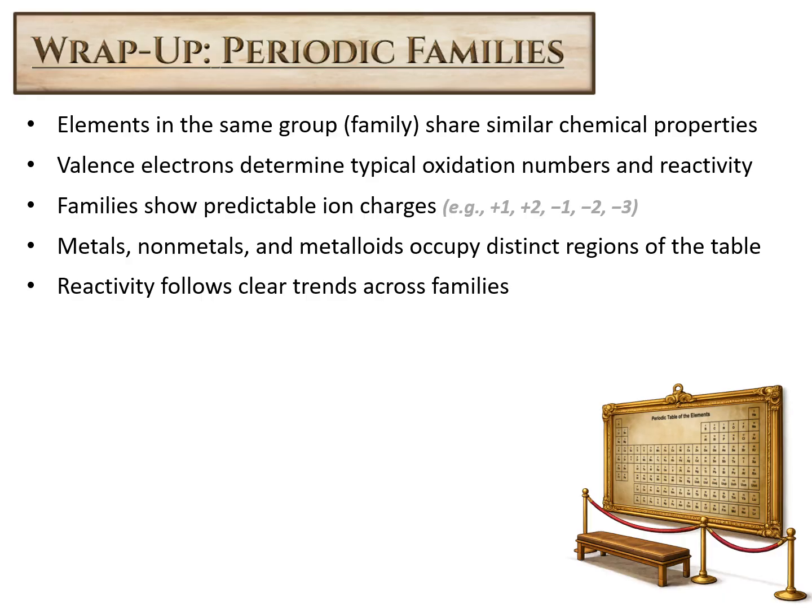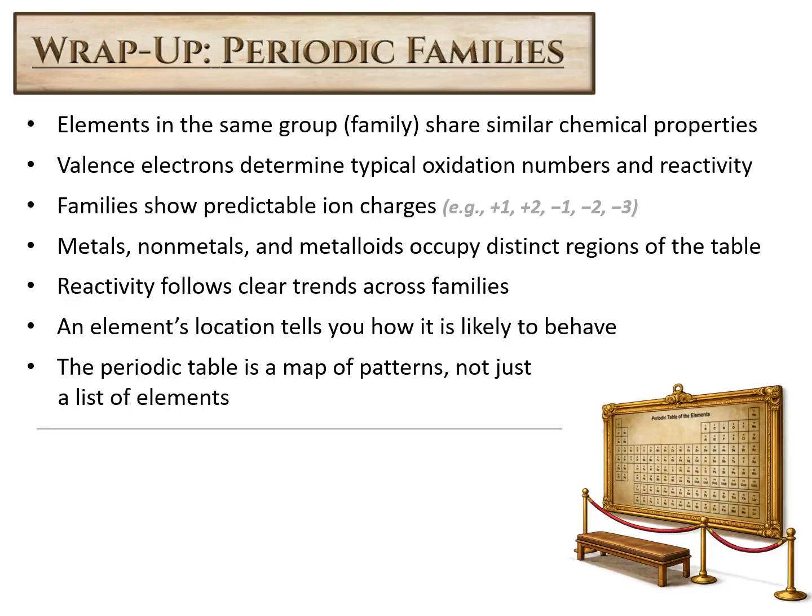And that's actually what the next lesson is on. So an element's location tells you how it's likely to behave, and it shows that the periodic table is a map of patterns. It's not just a list of elements. So there's a reason why the periodic table has that really weird asymmetric shape to it.